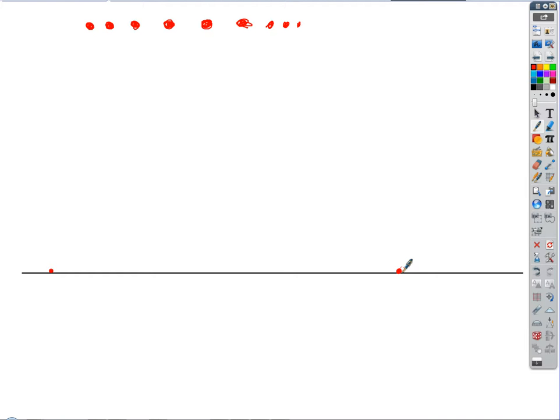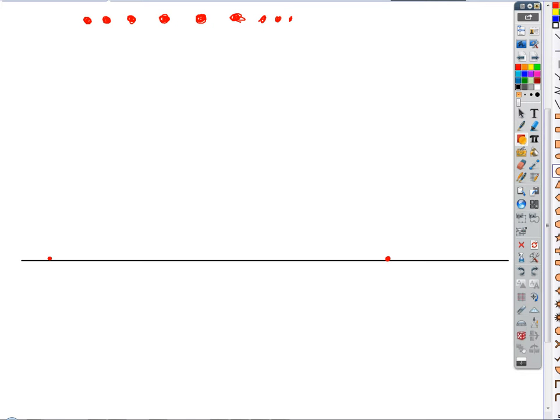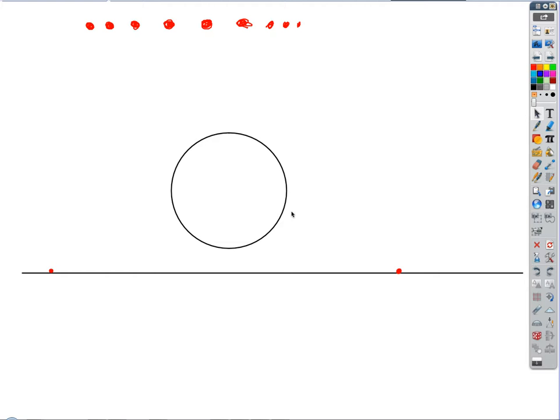Let me ask you this. When is the dot of paint going to be traveling the fastest? At the top. Yeah, think about that. At the top, if this is our tire, say, yeah, don't try that at home.